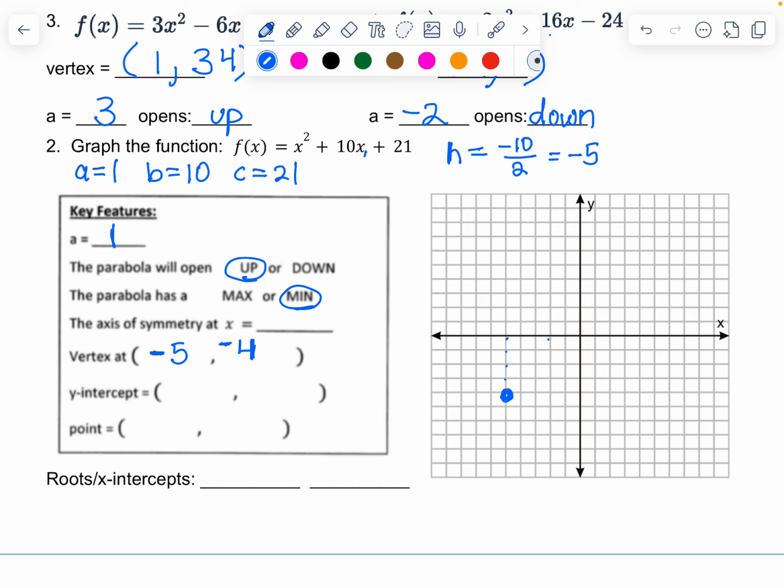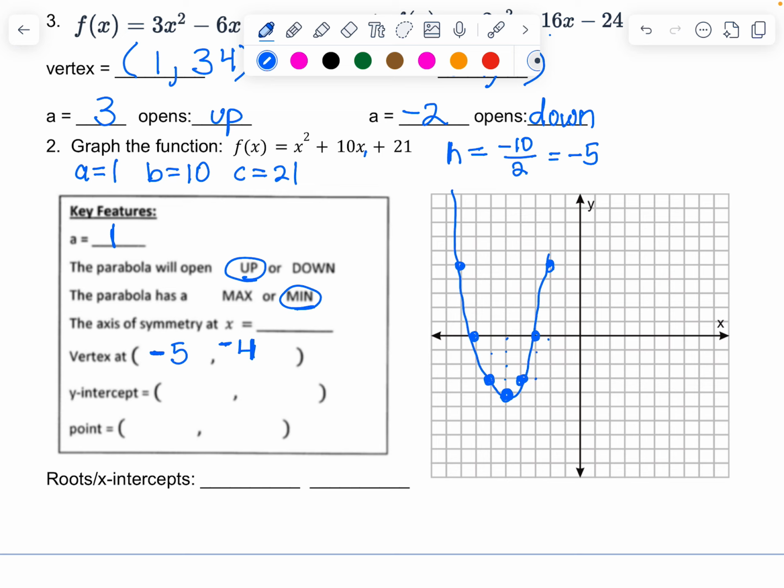Okay, and go ahead and you can put it in your calculator if you haven't done so already in your table and get some other points. Okay, go ahead and graph it. If you need to pause me, you can. All right, so you should have your parabola looking like this. Okay, and here's your parabola.